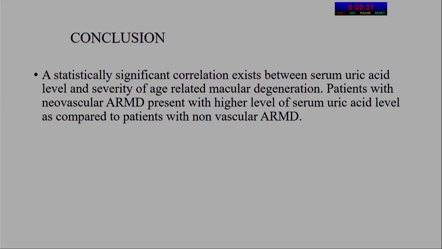A statistically significant correlation exists between serum uric acid level and the severity of age-related macular degeneration. Patients with neovascular age-related macular degeneration present with higher serum uric acid levels as compared to patients with non-neovascular age-related macular degeneration. Thank you.